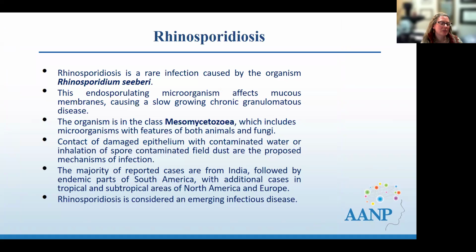So it includes both animals and fungi. What happens is that the epithelium is damaged. Either contaminated water or inhalation of spores from field dust are the proposed mechanisms of infection. So cases in tropical, subtropical regions are most common. And again, this is an emerging infectious disease, so you might see a little bit more.